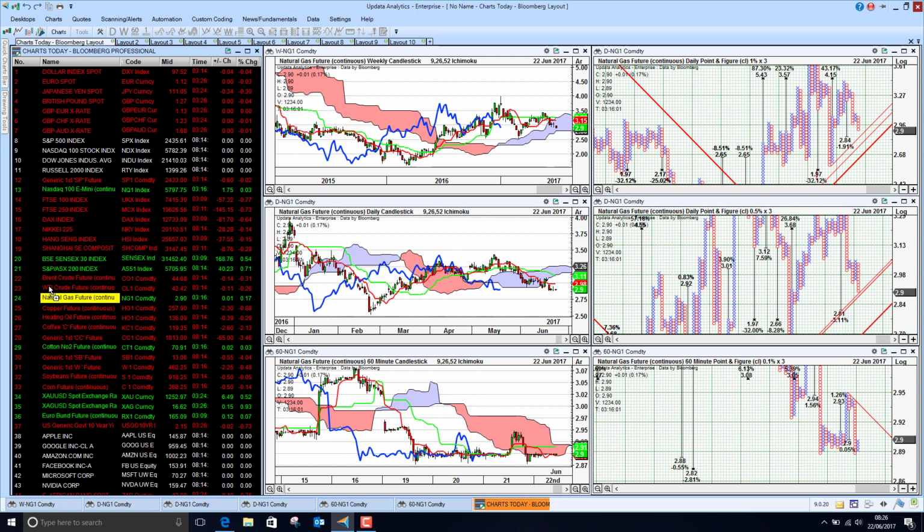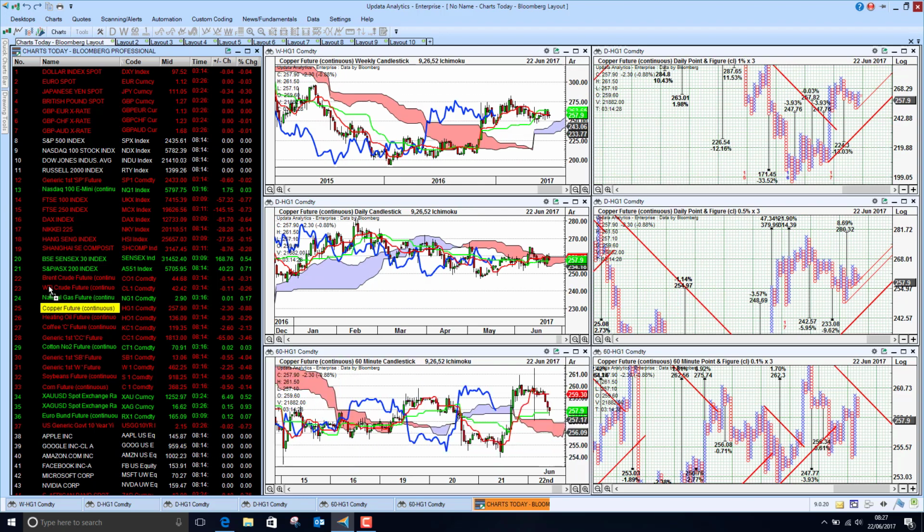US nat gas is also just running along the bottom, sitting at around $2.90, just struggling to get back above this $3 level. Waiting for storage numbers today. Copper, we're seeing down nearly 1%, bearish in the medium term. The short-term chart is still bullish, but looking pretty mixed.